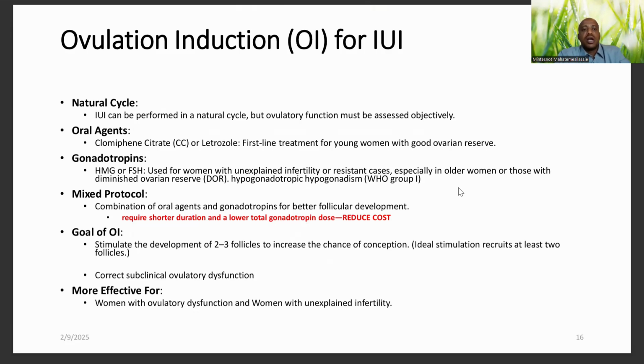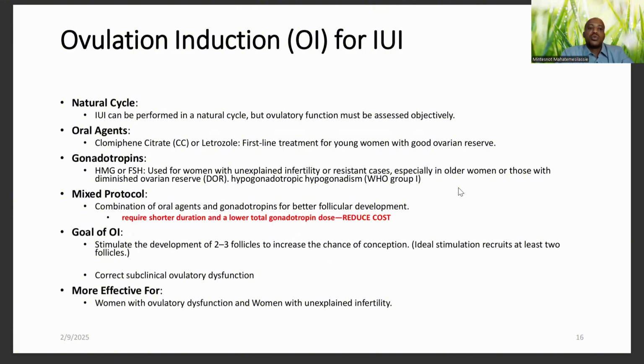In some patients, you can use gonadotropin, you can use HMG or FSH. Both are equally effective, but we don't use it as a first-line treatment. We use it in a patient with unexplained infertility, those who have a resistance with oral agent, in an older woman, or diminished ovarian reserve. In a patient with hypogonadism, you cannot use clomiphene or letrozole. The only option you have is low dose gonadotropin.